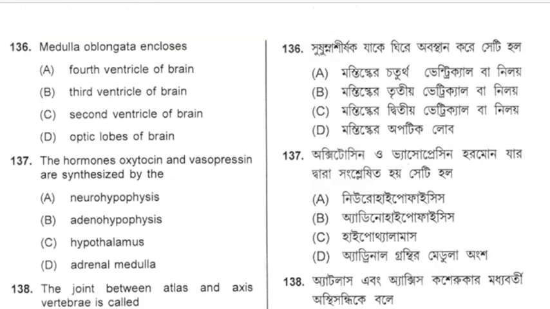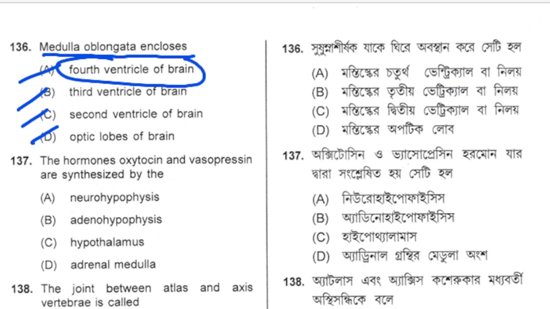নেক্সট হলো the medulla oblongata encloses fourth ventricle of the brain, third ventricle of the brain, second ventricle of the brain, or optic lobes of brain. So medulla oblongata encloses the fourth ventricle of brain.